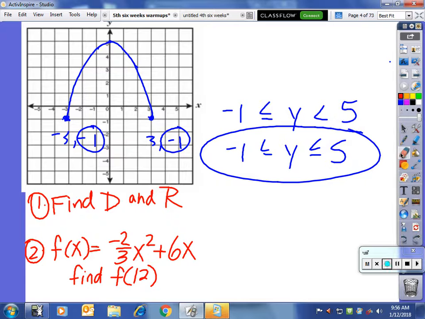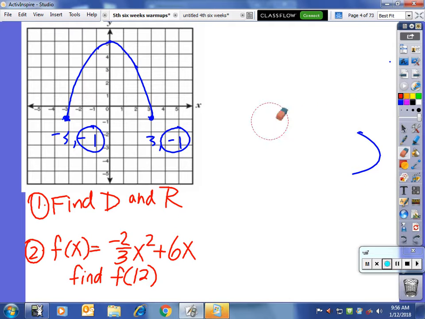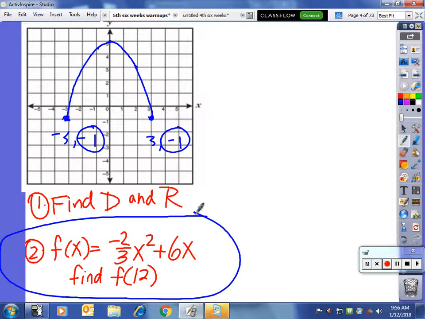All right, now, number 2. How did you guys do this one? With the table, yes. This is the one I wanted you to do in the calculator. This is one that if you see it on the end of course exam, you should say, thank you. That's a gift. If you're given a function rule, you want to go to y equals and enter that function rule. Y equals -2/3 x squared plus 6x. Now, what does f of 12 mean? What are they asking you to do? Well, they want you to put a 12 into the function.